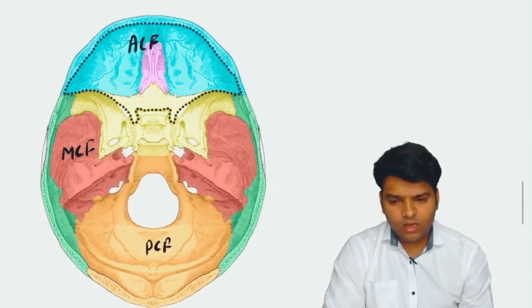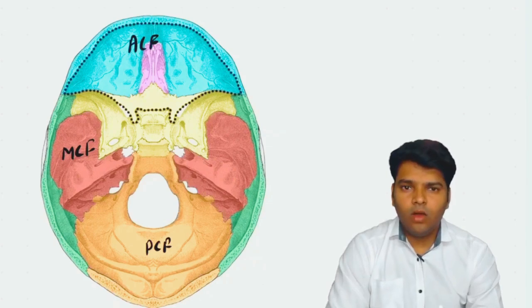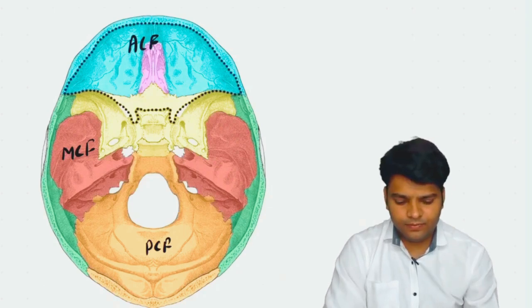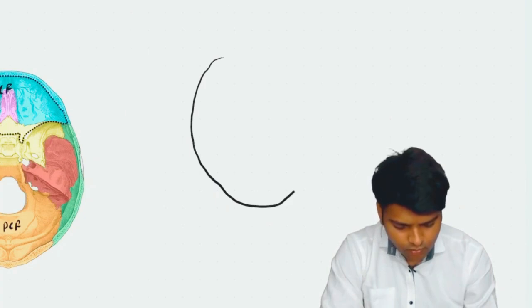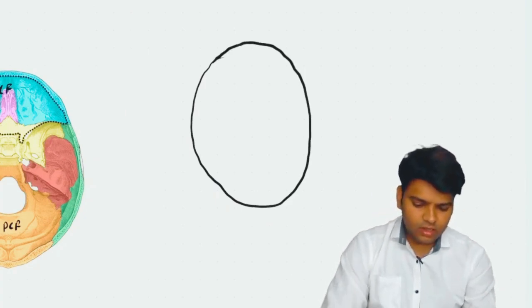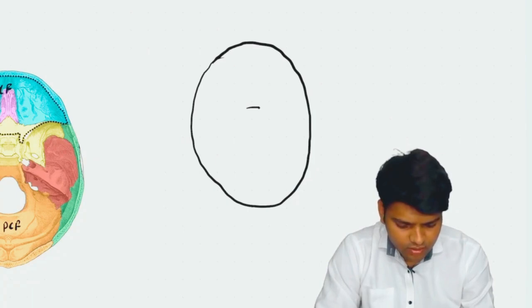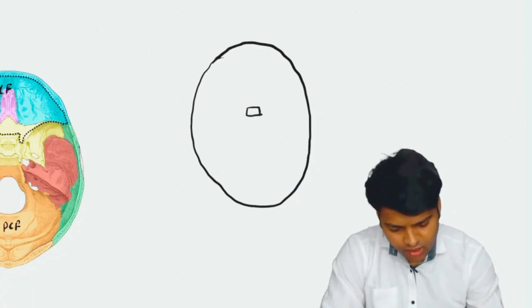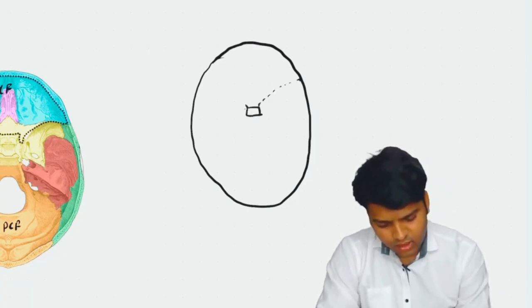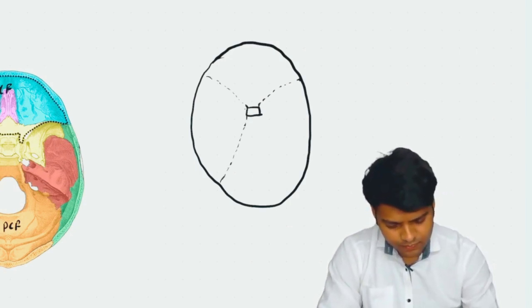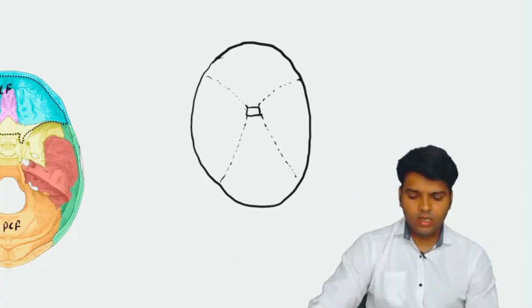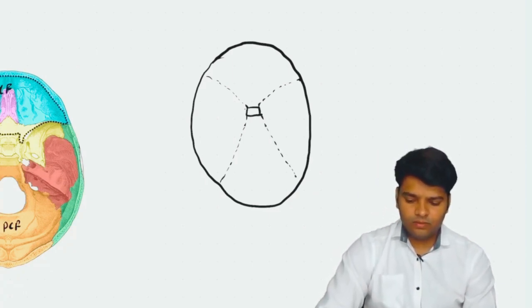I will teach you all the foramina, all the fissures, and all the structures which are passing through these openings. I want to make here, this is the cranium part, and this is the body of sphenoid. From here I am making this line which is the lacerum of sphenoid, and this line is the apex part of the temporal bone.